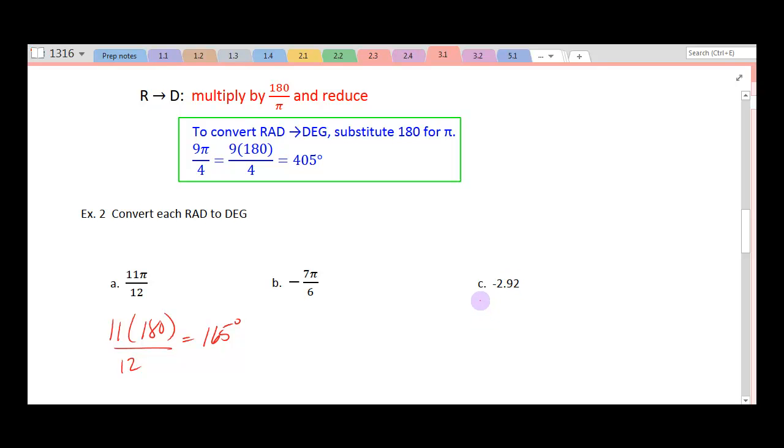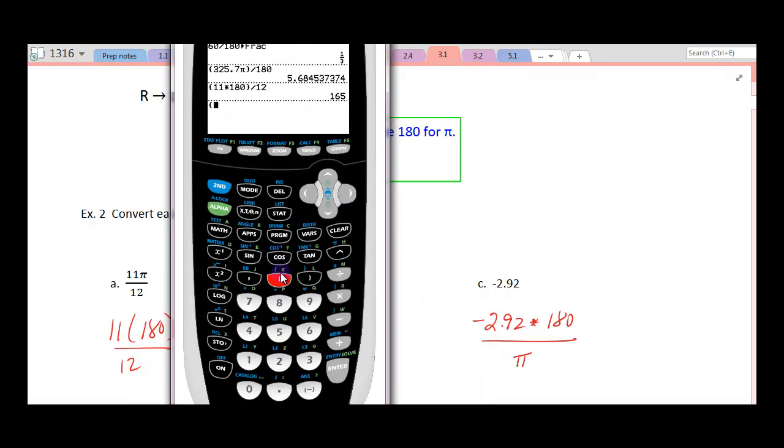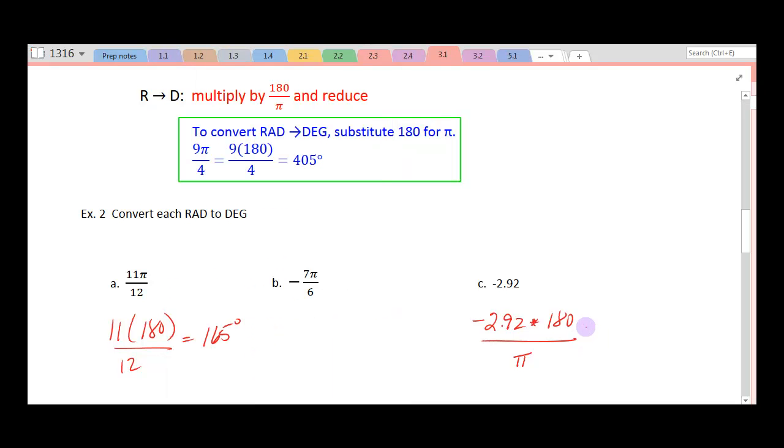We would multiply negative 2.92 times 180 and divide it by pi. In the calculator, let's go ahead and do that. So it's negative 2.92 in the numerator times 180 divided by pi, and we get negative 1.67 degrees, because remember we are converting this radian measure into degree measure.